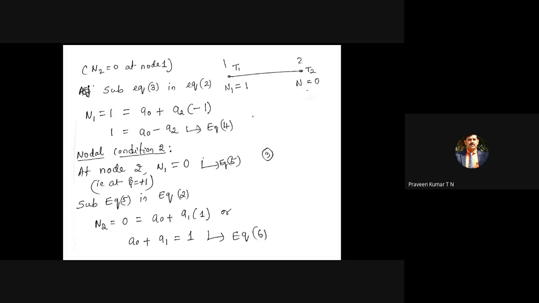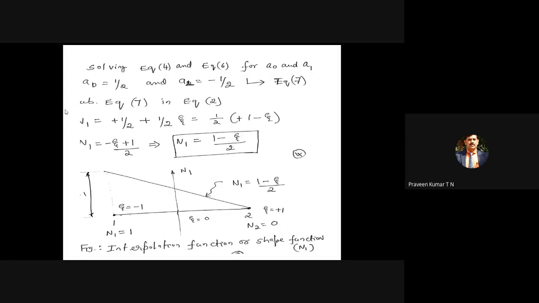So finally we have two equations, equation 4 and equation 6. There are two equations and two unknowns that you have to determine. Those two unknowns are a0 and a1. By solving equation 4 and equation 6, we can calculate a0 and a1. So a0 becomes 1 by 2, and a1 becomes minus 1 by 2.